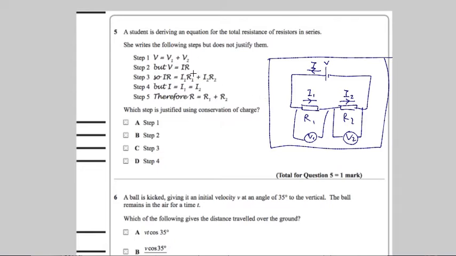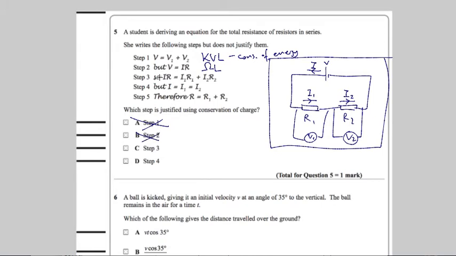So all the steps are correct. V equals V1 plus V2. Now that is a statement of Kirchhoff's voltage law, so KVL for Kirchhoff's voltage law. That's actually conservation of energy, not of charge. So it's not that one. But V equals IR. That's Ohm's law. So that is, again, not conservation of charge.